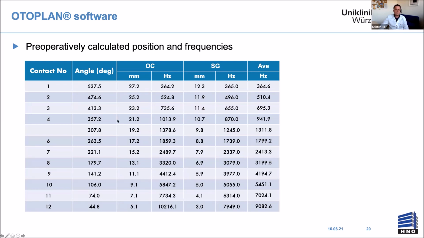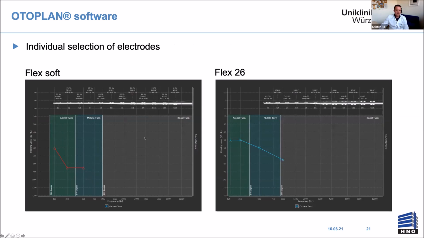Afterwards, you get from the system a slide where it's shown where the respective frequencies would be if you inserted the electrode perfectly. You can see here the insertion depths in millimeters and also the hertz. Here, I would like to show you two possibilities of electrode selection. In this patient, we chose the Flex Soft electrode because there was nearly no residual hearing. You can see here again the 55 decibel. And in this patient, we used a Flex 26 electrode because there was good residual hearing and we want to preserve this in the patient.